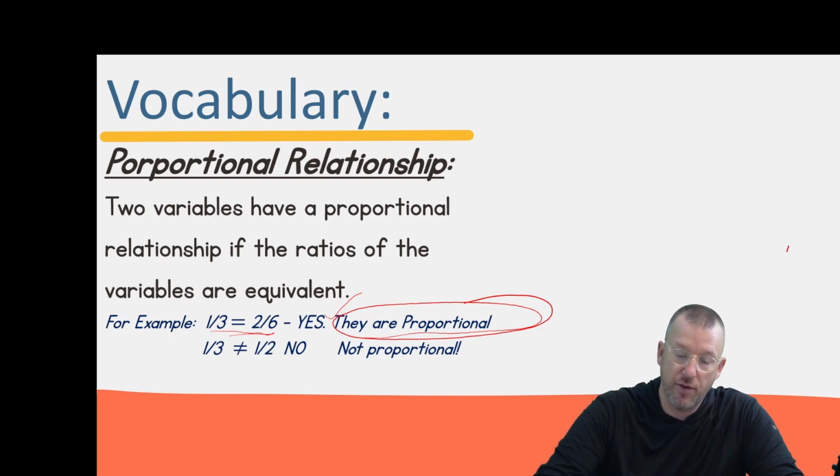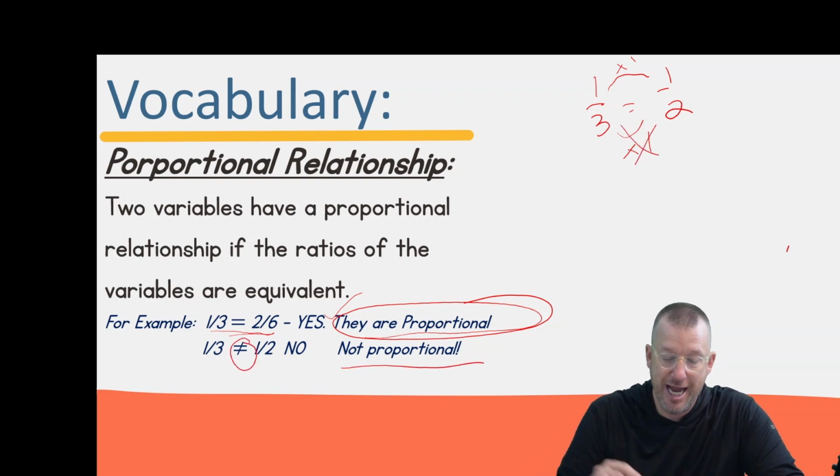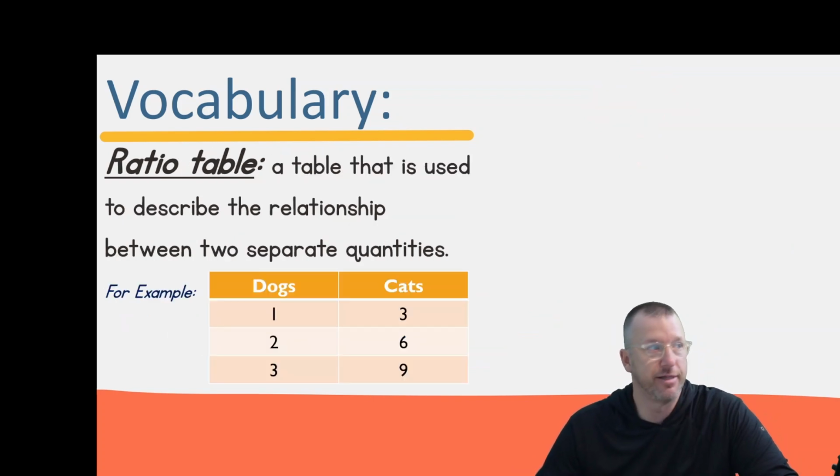This other one, we could say 1/3 is equal to 1/2. And we could say, is that proportional? Well, what did I do on the top? I multiplied by 1. What did I multiply by the bottom? I did not multiply by 1, because 3 times 1 would be 3. So that did not work. That makes it not proportional. We're going to get into a little bit of that in a second.